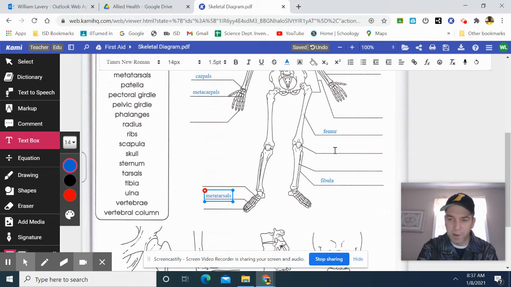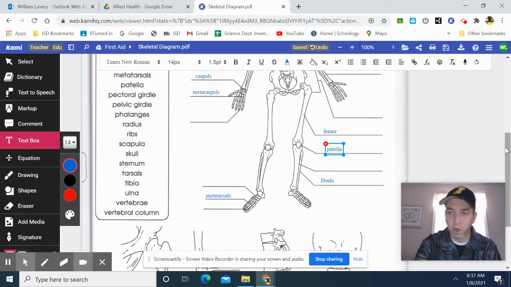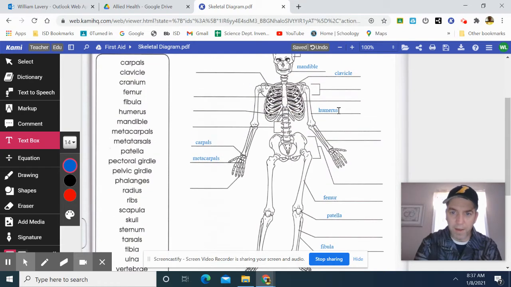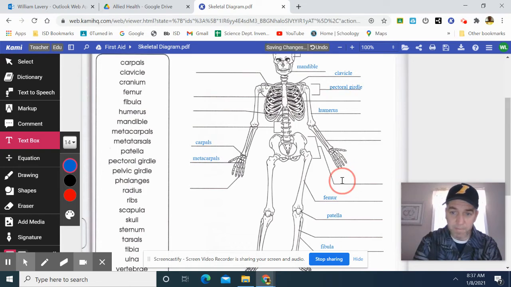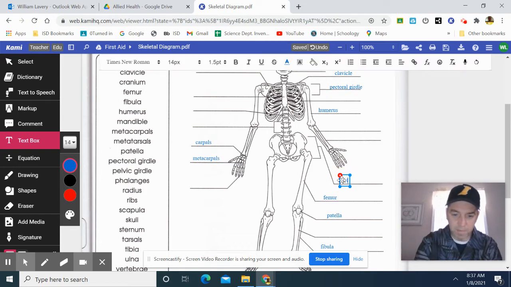Patella is your kneecap, and a way to remember that is patinella, scrub the floor. Your pectoral girdle. So that is this whole area. Pelvic girdle is this whole area, your pelvis. Your phalanges are your fingers, and they're your toes.